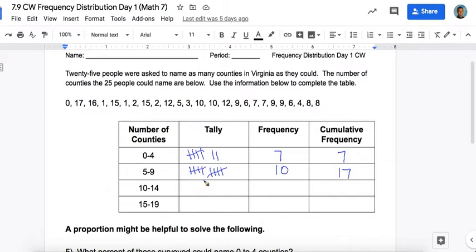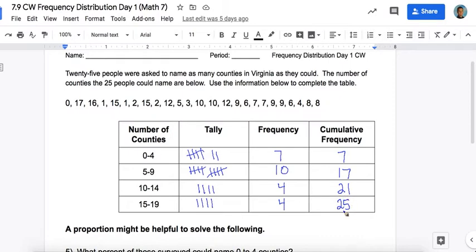Okay, 10 to 14 had 4 tally marks, giving us a frequency of 4. And if we already had 17 and 4 more, that would be a cumulative frequency of 21. And finally, 15 to 19 had 4 tally marks, giving us a frequency of 4. And to add that to 21 would give us 25.